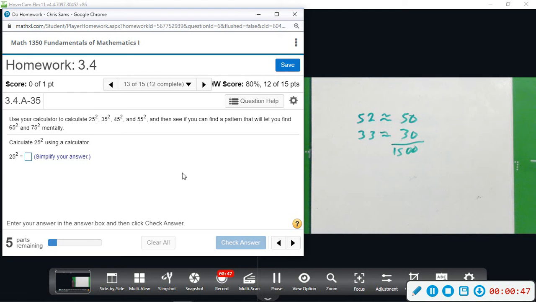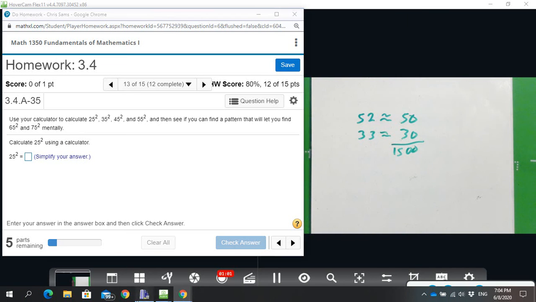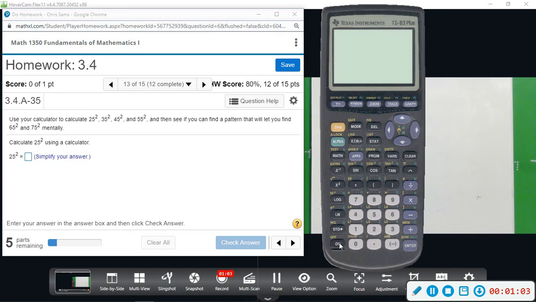So we're going to go ahead and do 13 here. It says calculate these with a calculator, see if you can find a pattern, and mentally do 65 and 75. Okay, so let's pull up this calculator, and let me just program it.